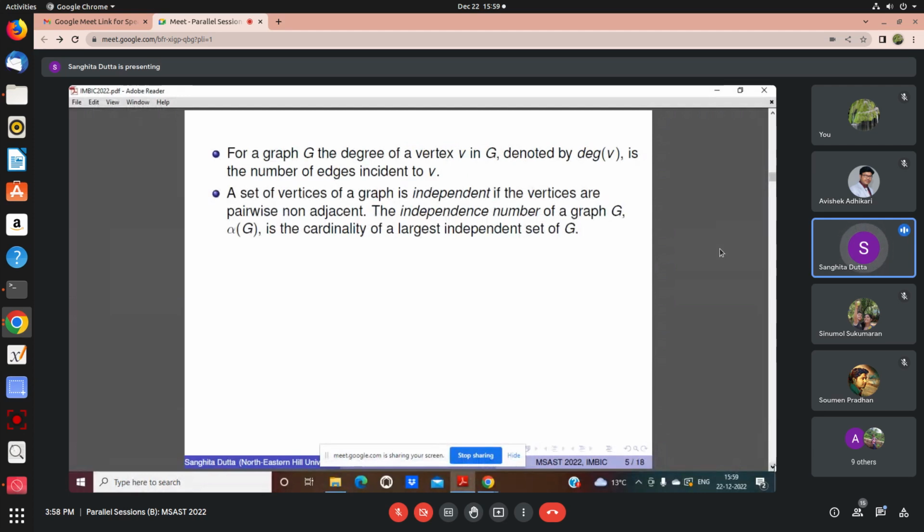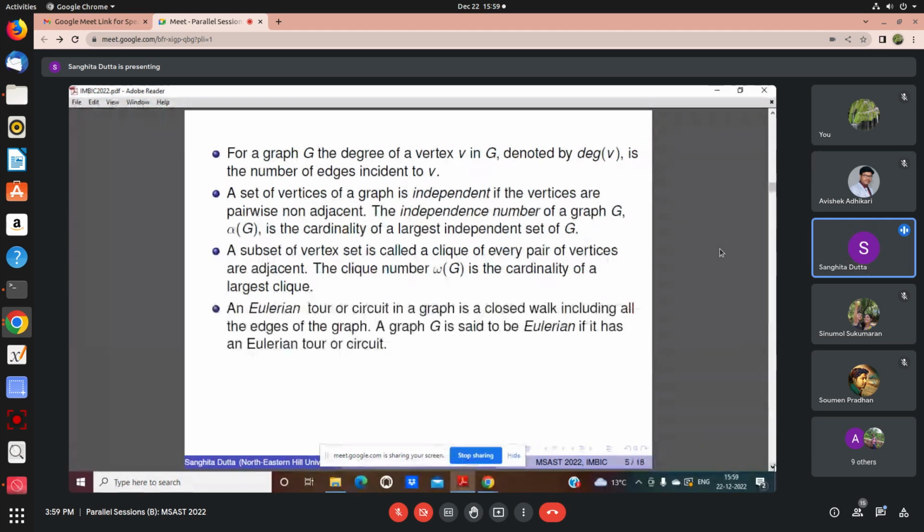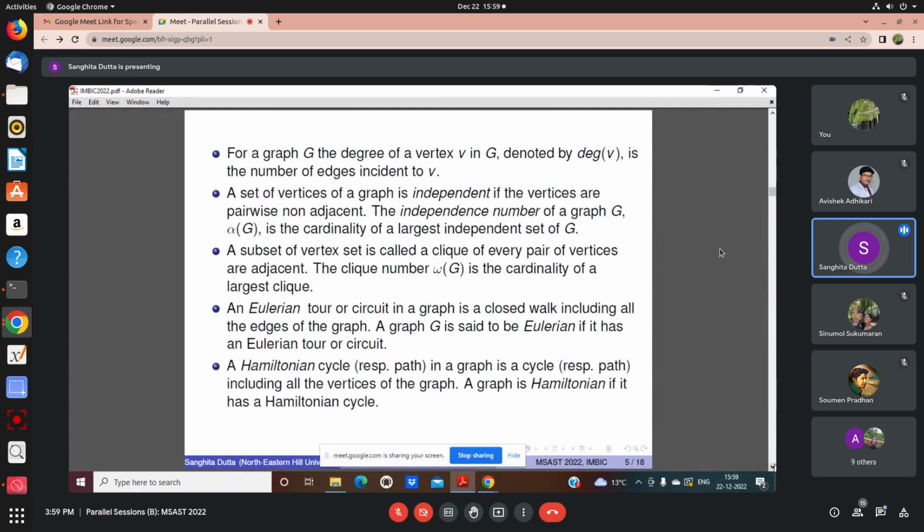The independence number of a graph G, alpha(G), is the cardinality of the largest independent set of G. A subset of the vertex set is called a clique if every pair of vertices is adjacent. Then the clique number omega(G) is the cardinality of the largest clique in a graph. An Eulerian circuit in a graph is a closed walk including all edges of the graph. A graph G is said to be Eulerian if it has an Eulerian circuit. A Hamiltonian cycle in a graph is a cycle including all the vertices of the graph. A graph is Hamiltonian if it has a Hamiltonian cycle.